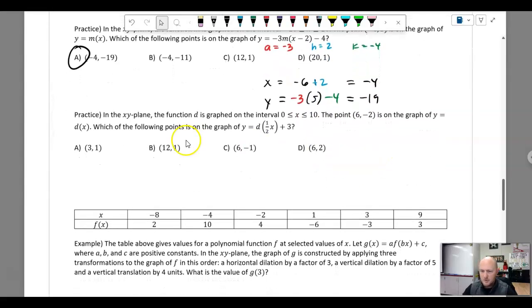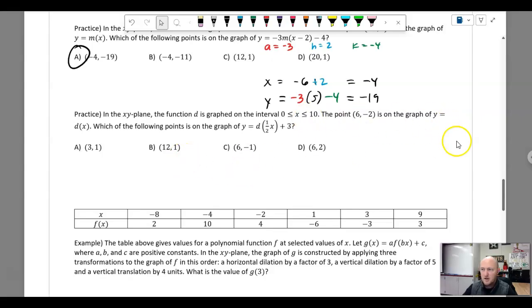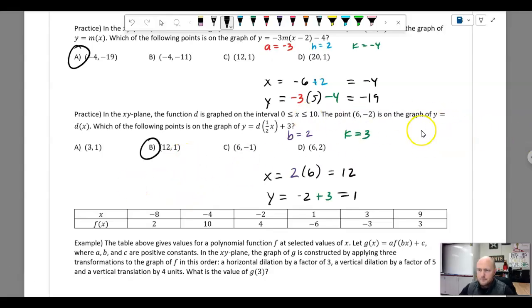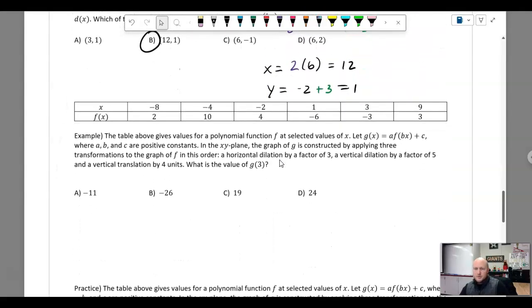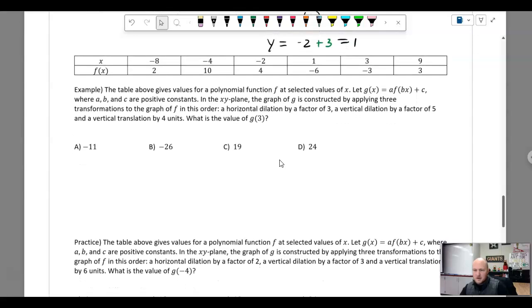Go ahead, pause. I want you to try this next one here. Okay, for this one, hopefully you got B, 12, 1. There's your parameters. There's the effects on x and y value. And that's it. Okay. We're going to go ahead and kind of do the same thing here.